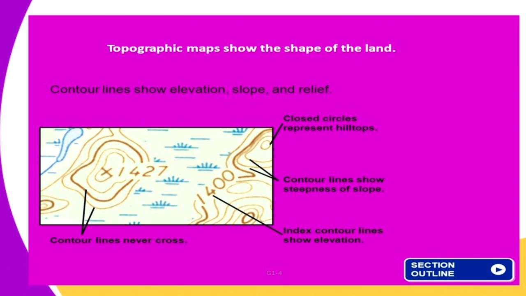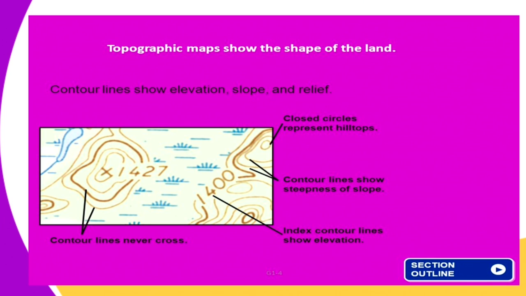And when we look at our image, we have our first arrow that is on the right top side of this image, whereby you have closed circles represent hilltops. So whenever on a topographical map you see a closed circle, you will be able to know that it represents a hill. And next to it, the contour lines show the steepness of a slope. So if you see contour lines, you will be able to judge if it's a steep slope or if it's a gentle slope.